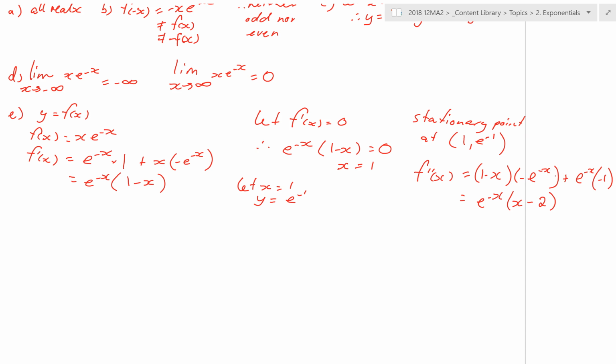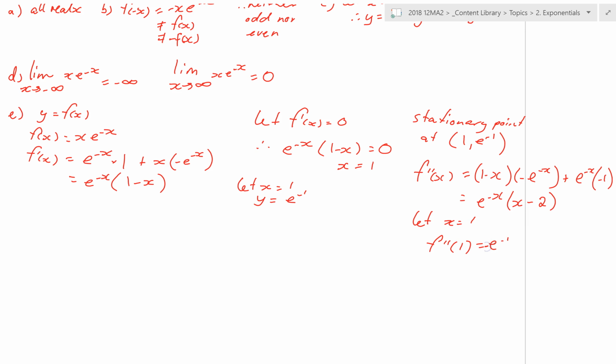So we have this. Now, if x equals 1, what is the second derivative there? Well, therefore, f double prime 1 equals e to the negative 1 times 1 minus 2.